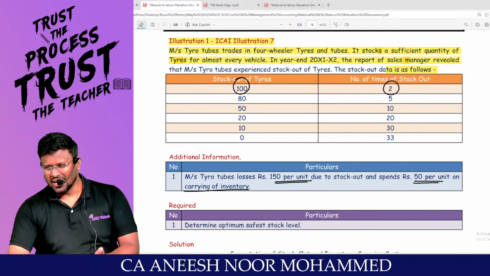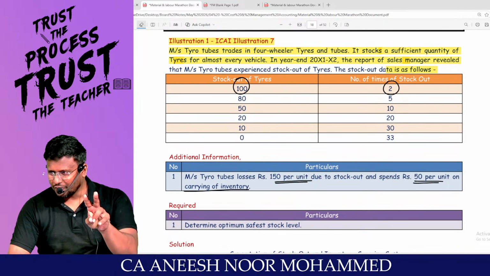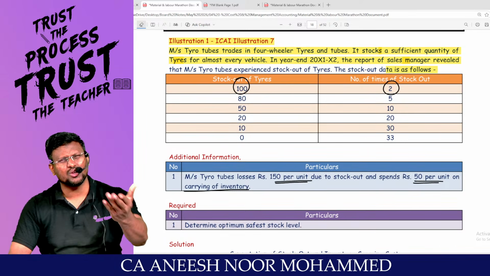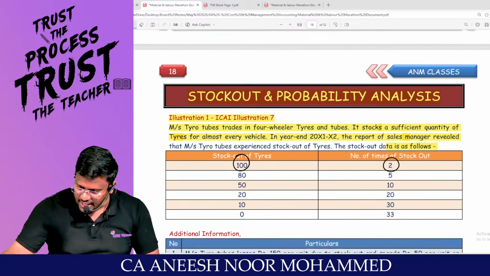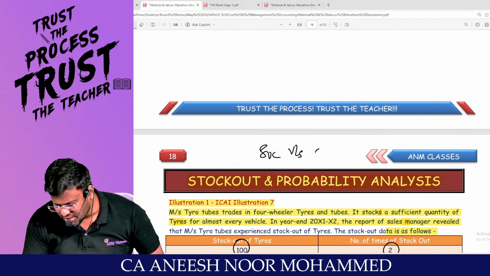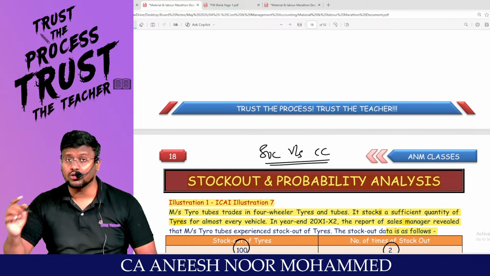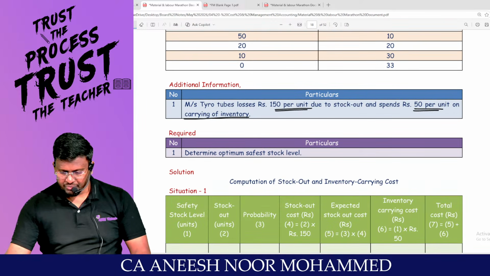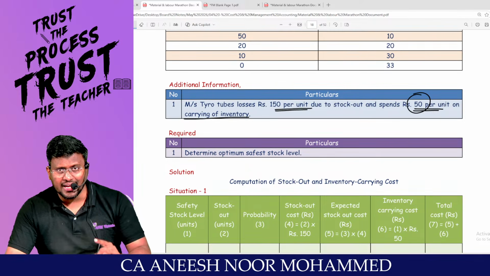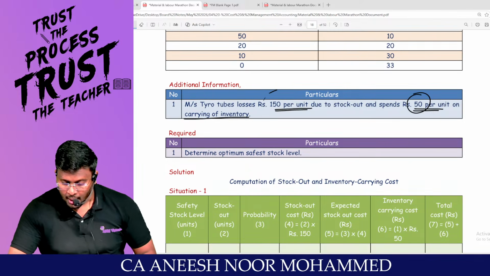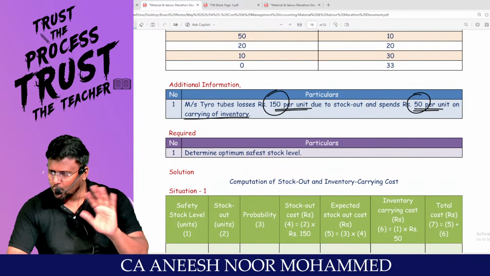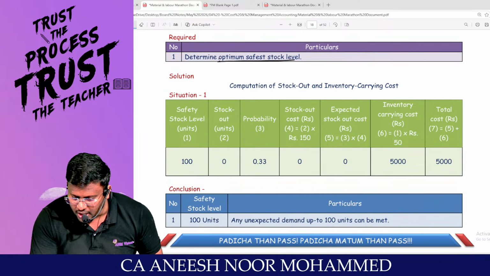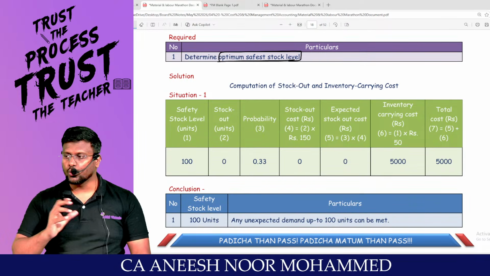My dear lovable students, by believing that 2 times of opportunity, if you are carrying those 100 tires in your hand, how much carrying cost will you incur? So this is a game between stockout cost versus carrying cost, not the ordering cost versus carrying cost. Stockout cost versus carrying cost. Sir, that's what they are saying. In order to carry 1 tire per annum, 50 rupees you are supposed to spend. But without carrying, if you are saying no to the customer, you'll be losing 150. So what is the ideal or optimum safety stock? So you are going to determine the safety stock.